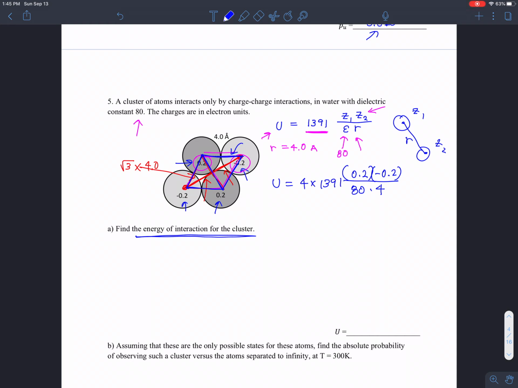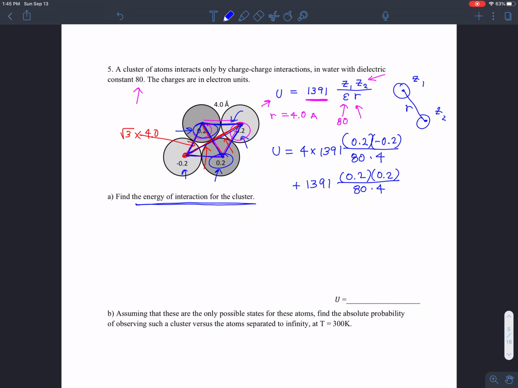plus this pair, which has the same distance, but notice it's between 2 different charges, so that's 1391 times 0.2 times 0.2 over 80 times 4, plus this long pair, which is between 2 charges of the same sign, 2 negative charges, just 1391 times minus 0.2 times minus 0.2 over 80 times the square root of 3 times 4. And that's our full answer.